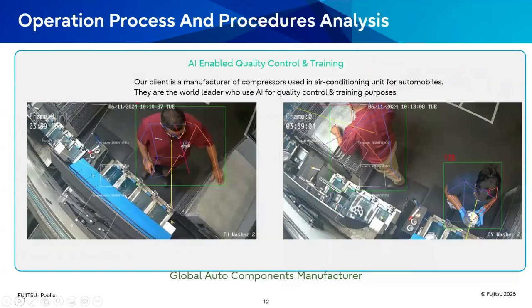In manufacturing processes, we can take a look at how the worker is sequencing their steps. Are they moving in the right order? Are they moving in the appropriate fashion? And this can be used in training. This can be used in quality feedback, and this can be used in productivity enhancements.